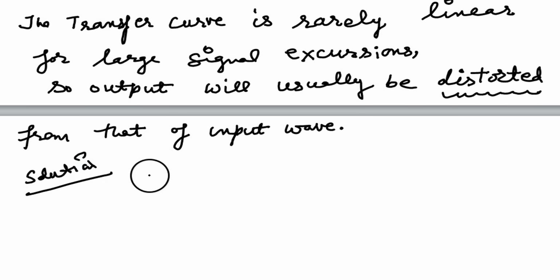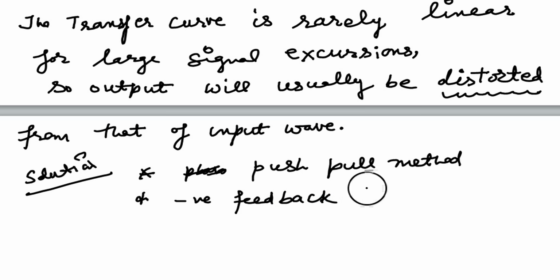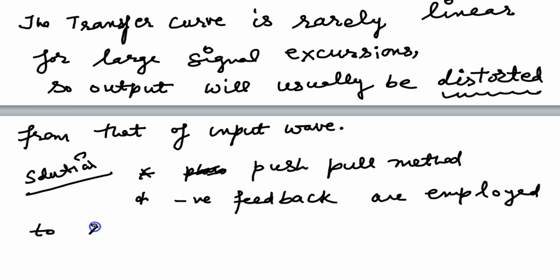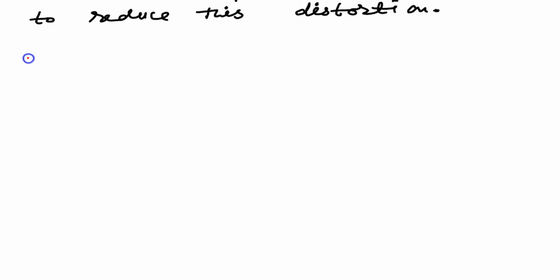Now, what is the solution to this? As the output is distorted if the input signal is large, the solution is that we should use the push-pull method and negative feedback, in order to get an exactly faithful reproduction of the output signal.